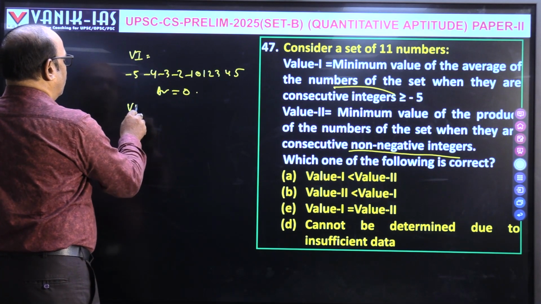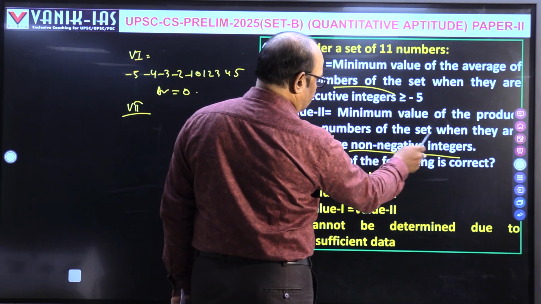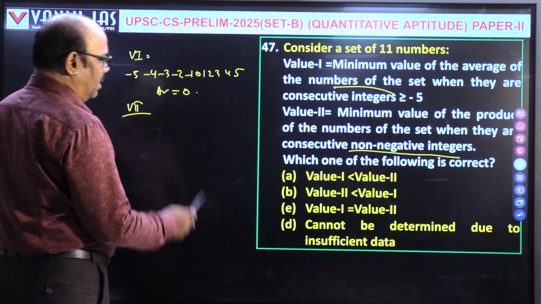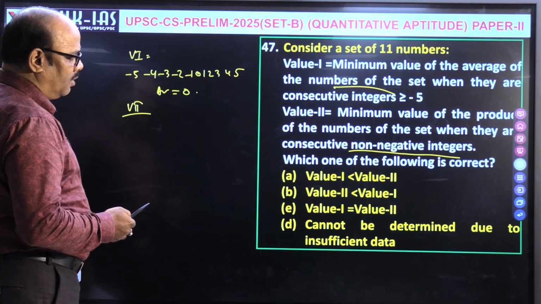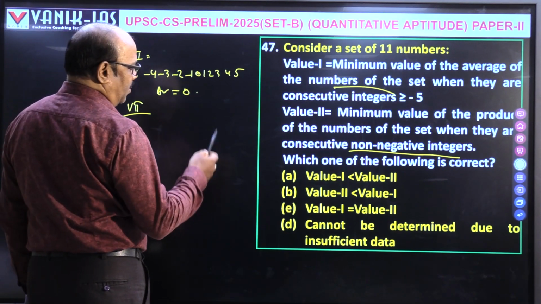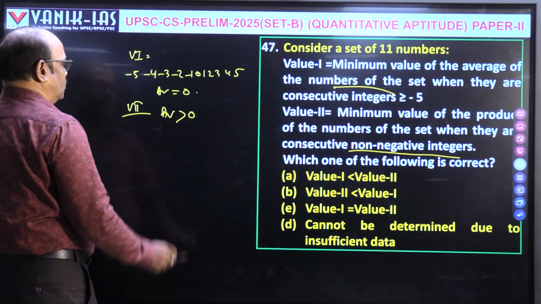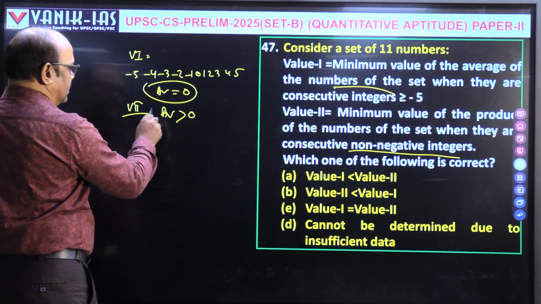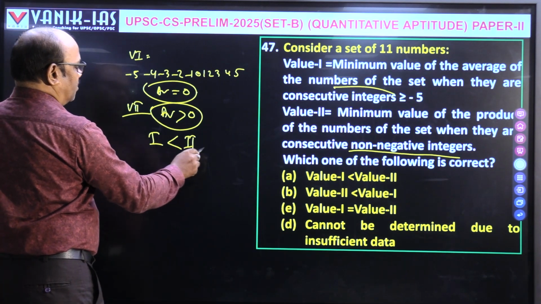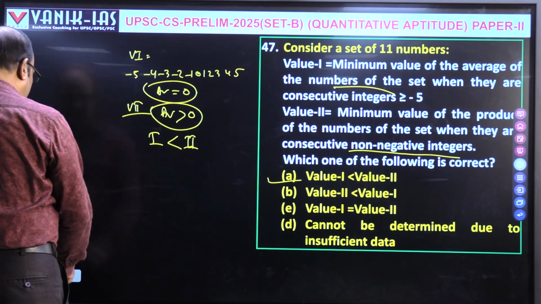But value 2, that is a set of 11 numbers arranged as consecutive non-negative integers. So what is the relation of value 1? It is either value 1 less than value 2, greater than value 2, or equal to value 2. Again, 11 numbers, all non-negative, so obviously the average is greater than 0. So in the first case the average is 0, in the second case the average is greater than 0, so value 1 should be less than value 2. So the option is value 1 less than value 2. The option is again A, question 47.